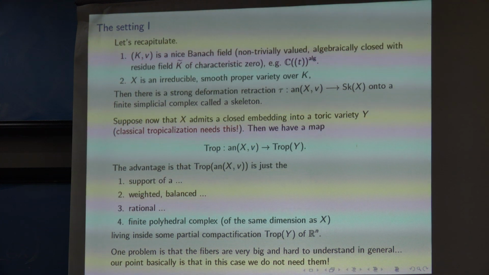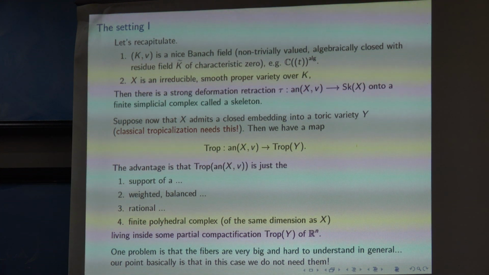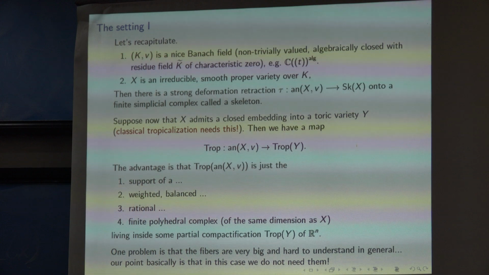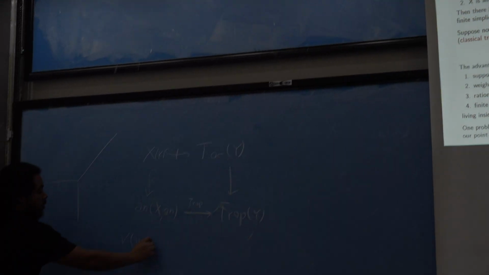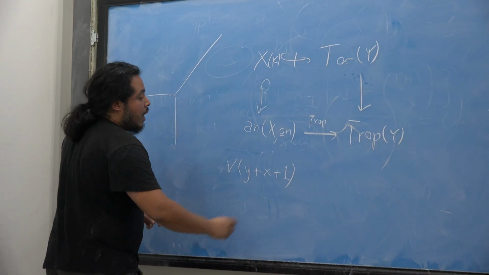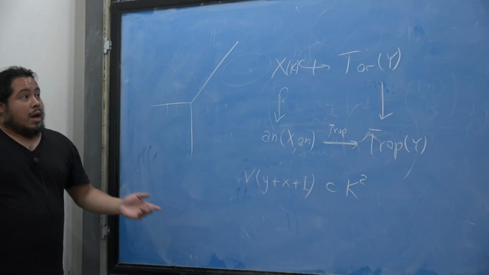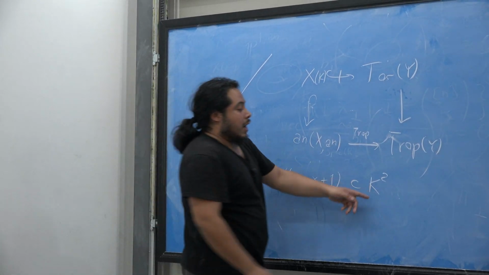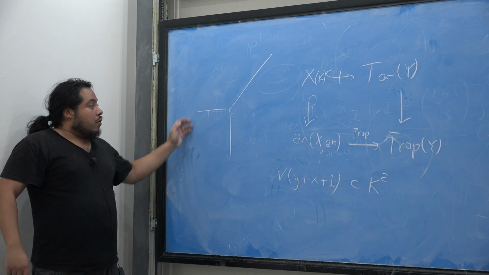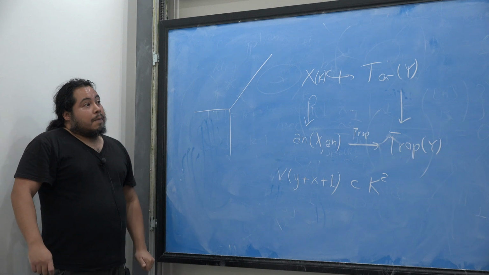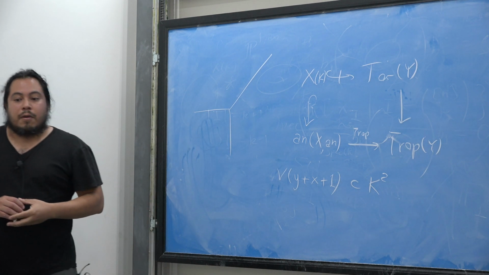So this is a very combinatorial object. For example, maybe you have seen a tropical line. If you happen to have, for example, an equation inside K^2, this is a line, and of course this is already a toric variety, so you can tropicalize, and the picture you see is this. So in general, you can think that tropicalizations are these kinds of objects.